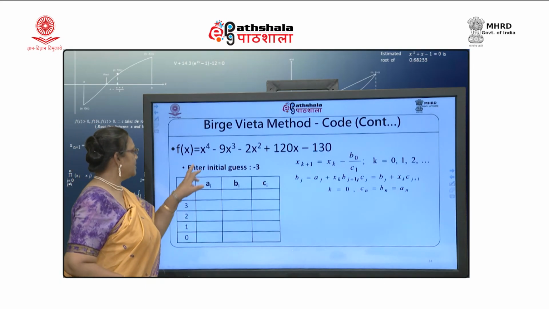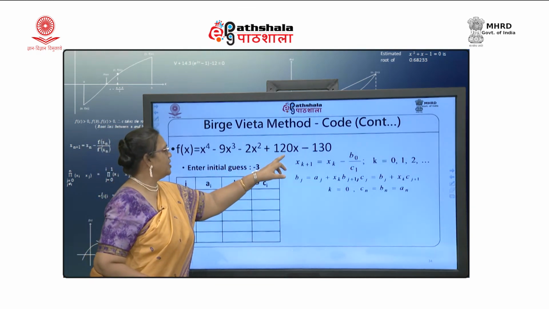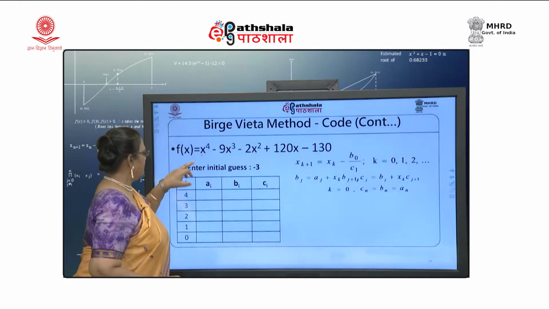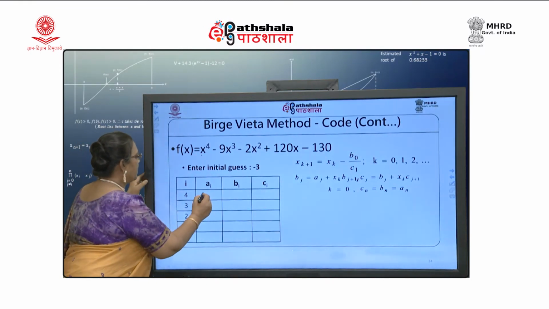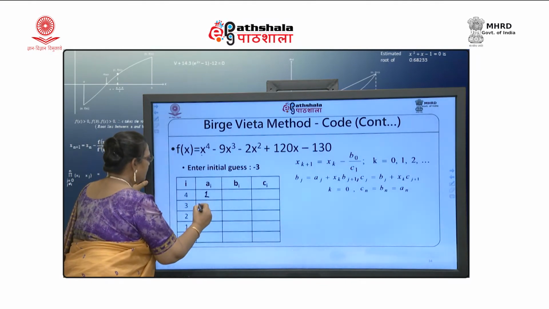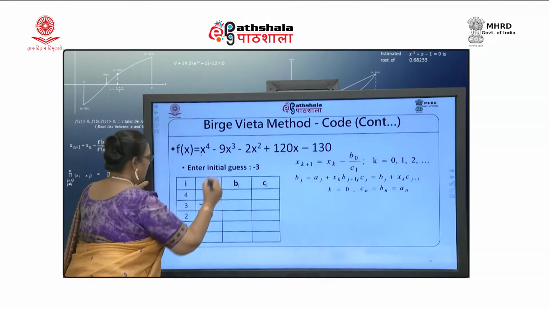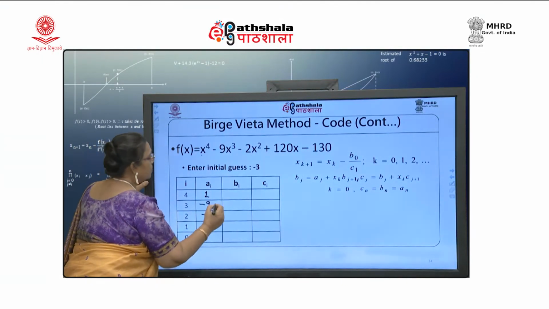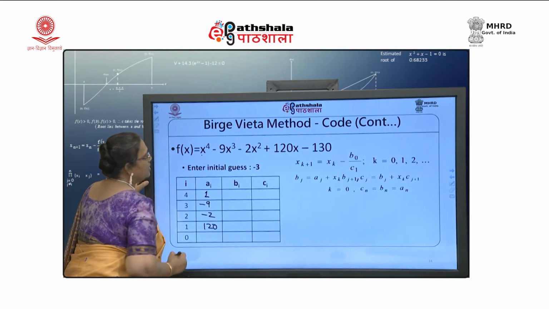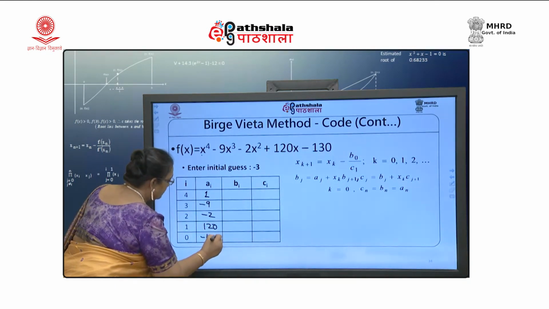So, our polynomial is x raised to 4 minus 9 x cube minus 2 x square plus 120 x minus 130. The coefficient of x raised to 4 is a4, which is 1. The coefficient of x cube is minus 9, so a3 is minus 9. The coefficient of x square is minus 2, so a2 is minus 2. The coefficient of x is 120, so a1 is 120, and a0 is the constant, minus 130.